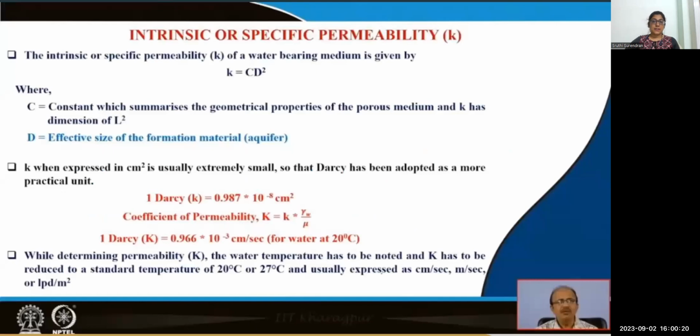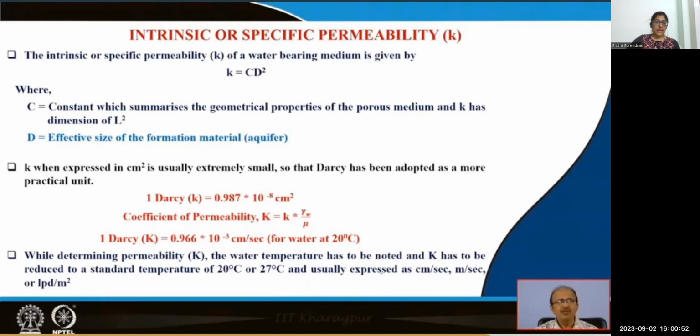So the intrinsic permeability is given by a small k, which is equal to CD squared. C is a constant representing the properties of the material, whether soil material, aquifer material, or any porous material. What is the grain size distribution, the packing, the soil structure, how is the material packed, the orientation of the material. All of this is provided by the constant C, and D is the effective size of the material of the aquifer.